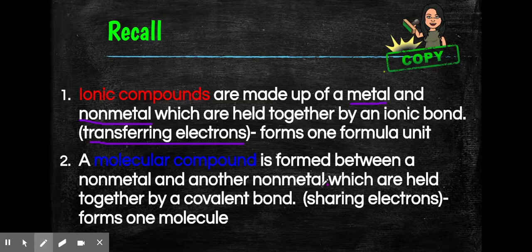Whereas a molecular compound is formed between two nonmetals or more than two nonmetals, but nonmetal, nonmetal. These are held together by a covalent bond, and they involve the sharing of electrons. Instead of transferring, they just share. So both electrons involved, or however many electrons they're sharing, are part of completing the octet for both of the atoms involved. We call a covalent compound or molecular compound a molecule.